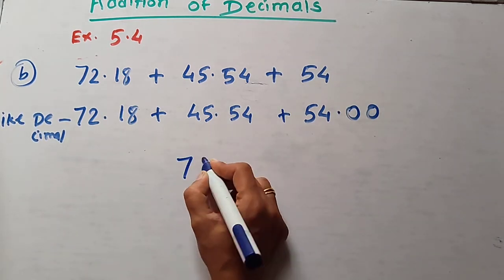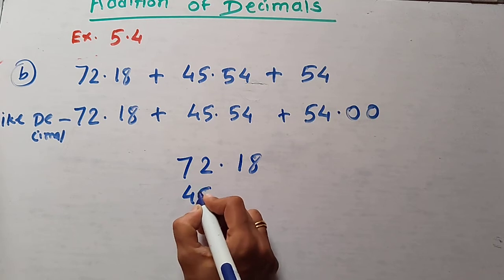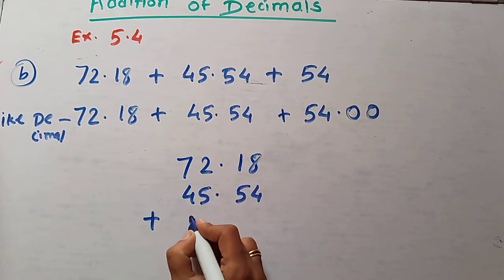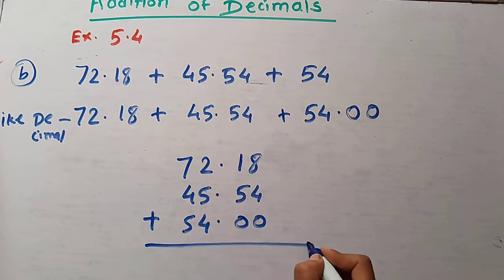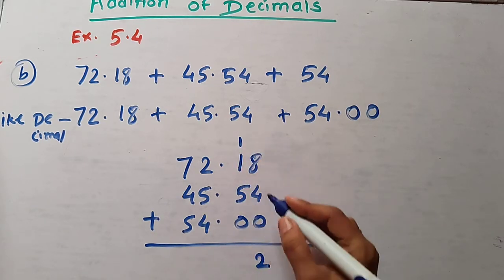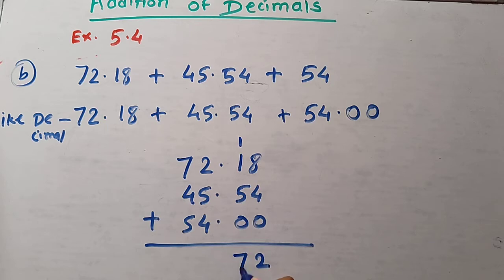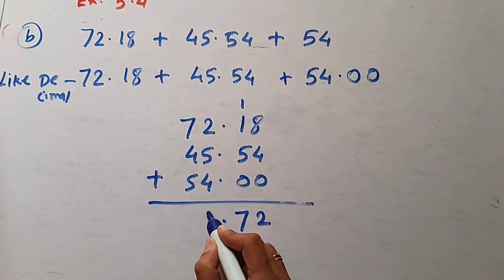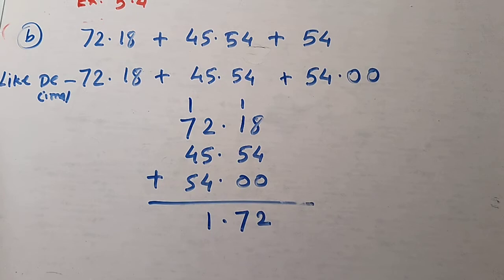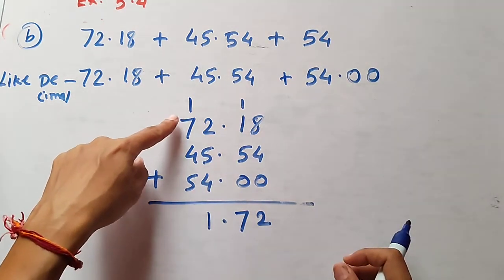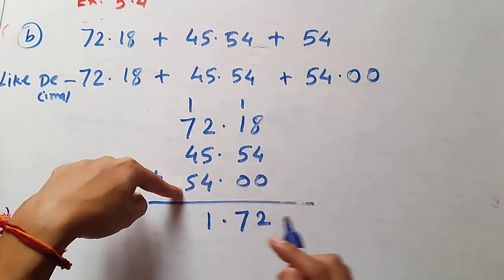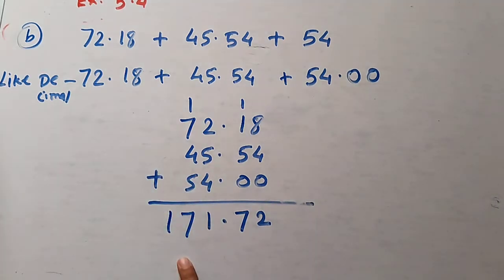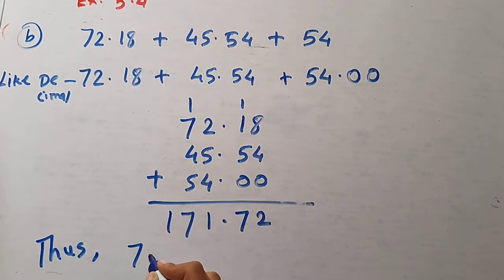Now you have to add the numbers: 72.18, 45.54 plus 54.00. 8 plus 4 is 12, 1 carry over, 1 plus 1 is 2, 2 plus 5 is 7. Now you have to put the decimal point as it is. Okay, then 5 plus 2 is 7, 7 plus 4 is 11, 1 carry over, 7 plus 1 is 8, 8 plus 4 is 12, 12 plus 5 is 17. So we get the answer 171.72.